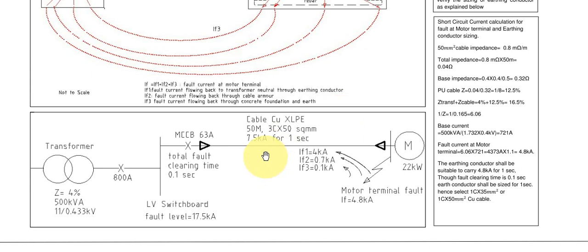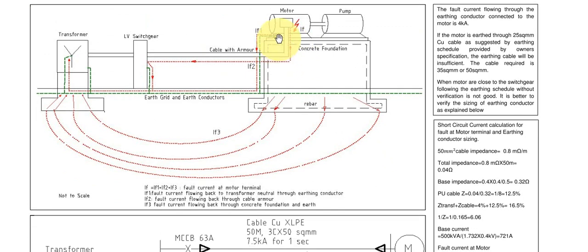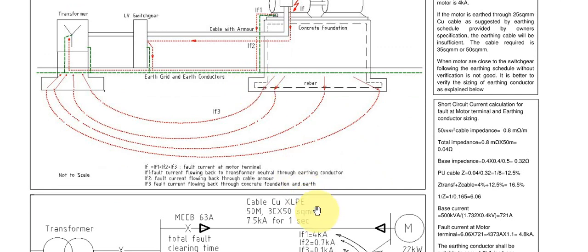To calculate the fault current, it is very simple: just write down a circuit like this and write down the impedance of all the equipment like transformer, cables. Then you add those impedances, and you can determine the fault level. Here we have determined that the fault current is 4.8 kA, and the fault current flow from the motor via the earthing conductor will be the highest because that impedance will be very less.